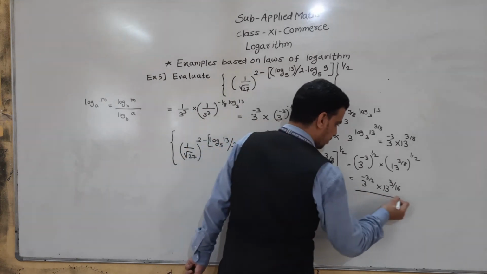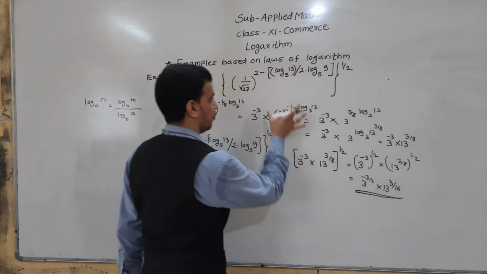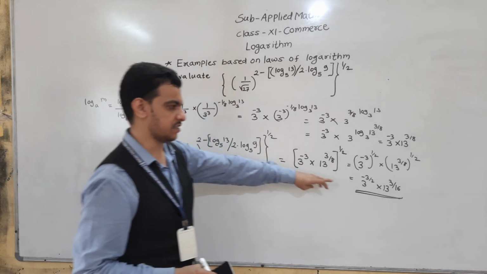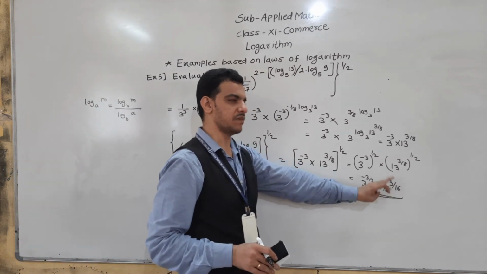So this is the final answer. The value of this is 3 raised to minus 3 by 2 into 13 raised to 3 by 16.